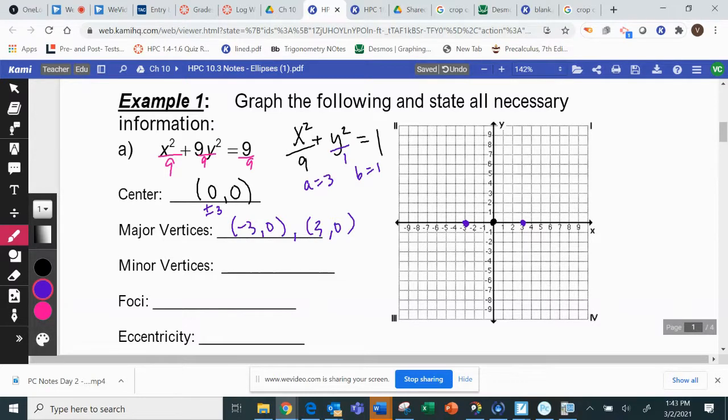The minor vertices would be the smaller. So the smaller one is under the Y. So I'm going to take the Y value of the center and add and subtract 1 to it. 0, negative 1, and 0, 1. Or I could go to the graph and go up and down 1 unit from the center.